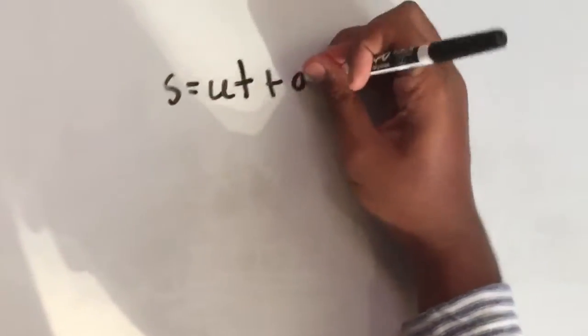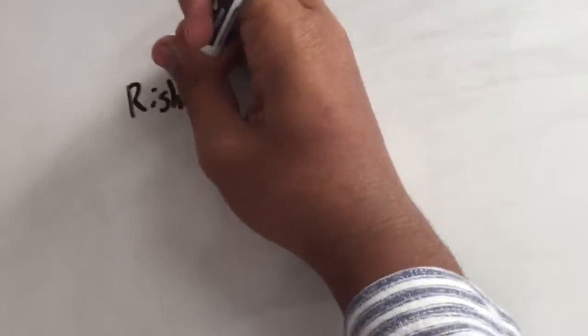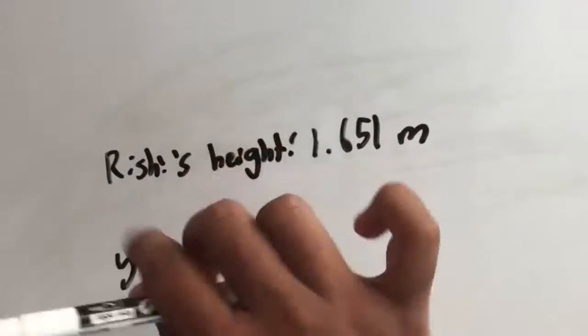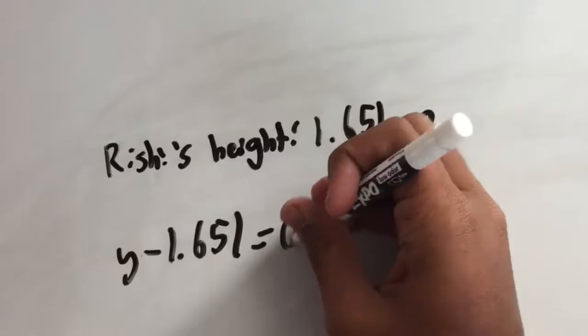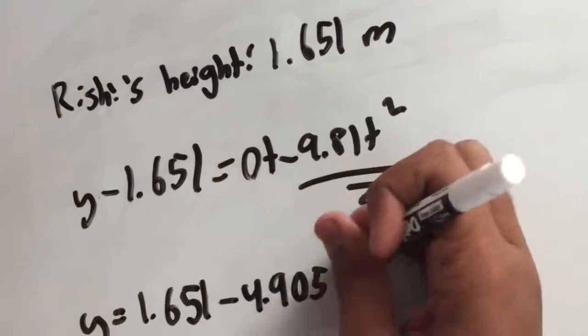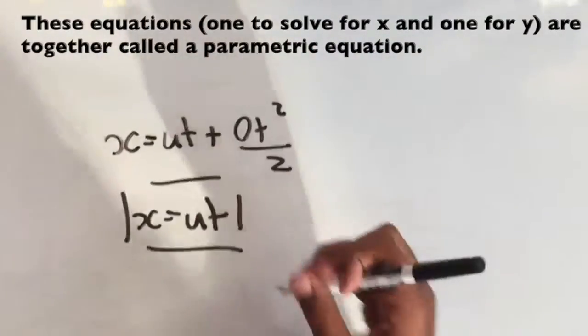To show you how this works, we must first write this equation down. S represents distance, U is initial velocity, A is acceleration, and T is time. Rishi's height is about 1.651 meters. We will input this into the original equation. Because he's 1.651 meters above the ground, S is y minus 1.651. We now use simple algebra to see what y is. The same process is used to calculate the x value.